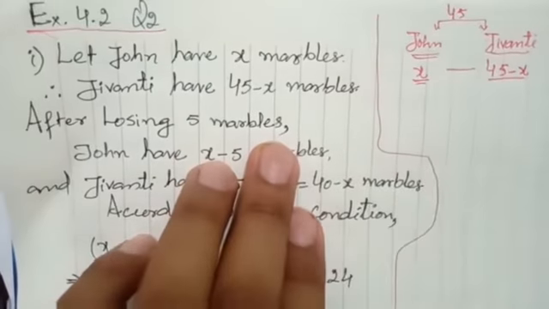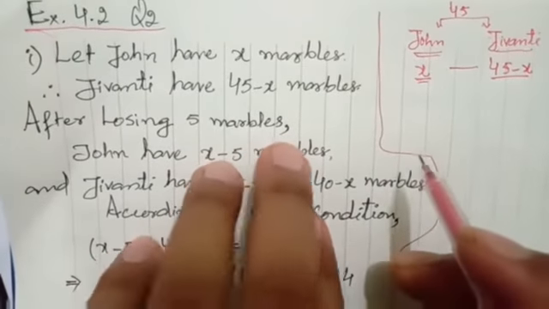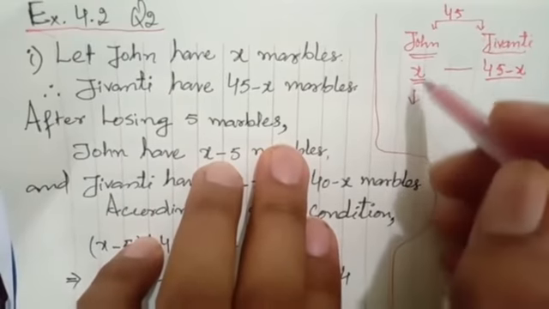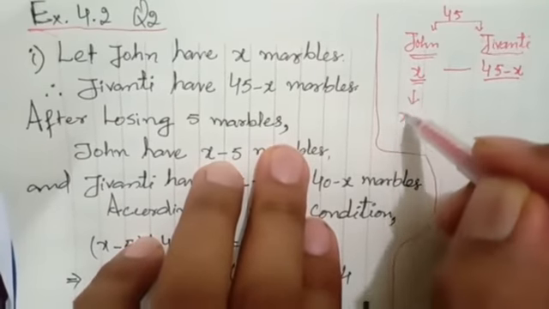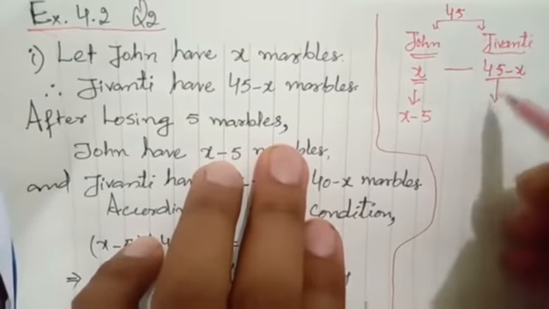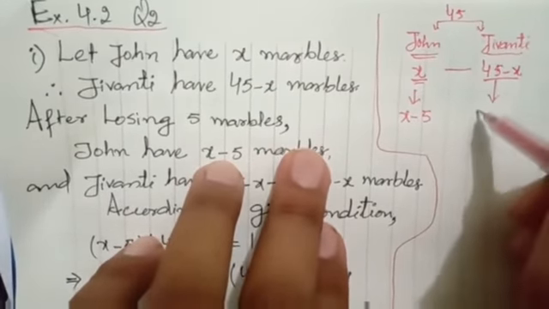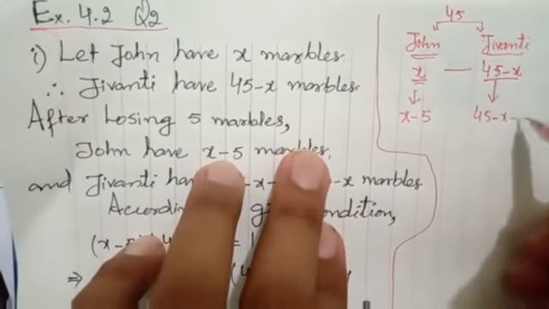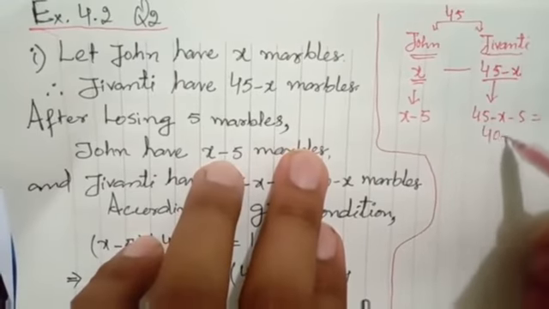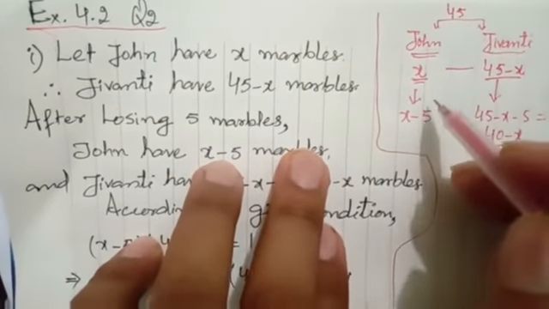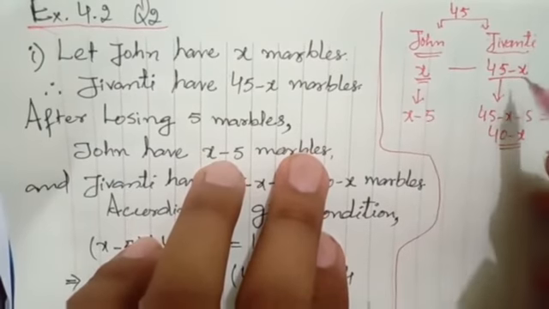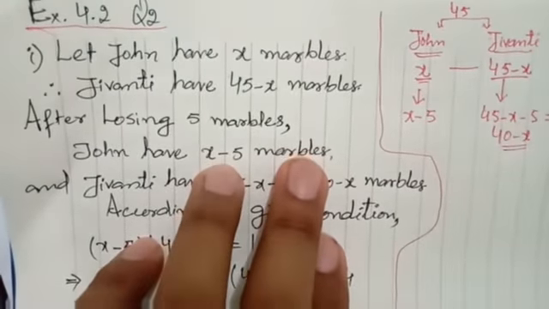And both of them lost 5 marbles each. Now the number of marbles with John will be X minus 5, and the number of marbles with Jivanti will be 45 minus X minus 5. So we will get 45 minus 5, that is 40 minus X marbles. After losing the 5 marbles, John will have X minus 5 marbles and Jivanti will have 40 minus X marbles.